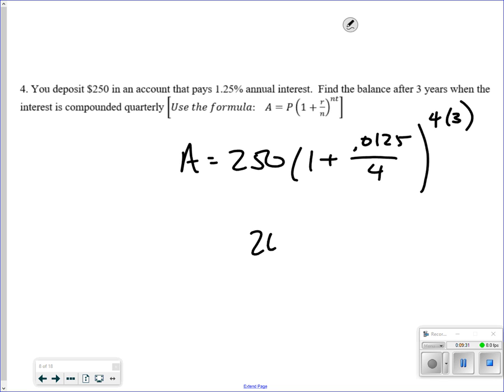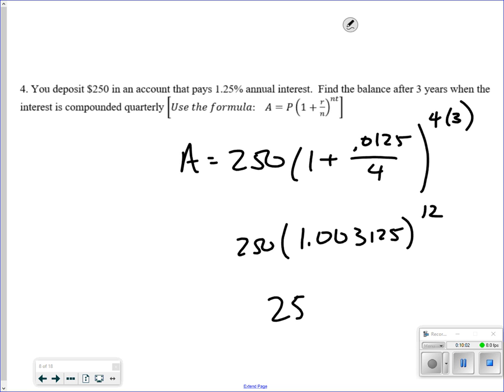So on my calculator, again, I'm going to pull it up here, 250. I need to figure out what 0.0125 divided by 4 is. So plus 1. So this is 1.003125 raised to the 12. So now pulling out a calculator again, 250 times 1.003125 raised to the 12th power, and I'm going to get 259.54, and this is money.